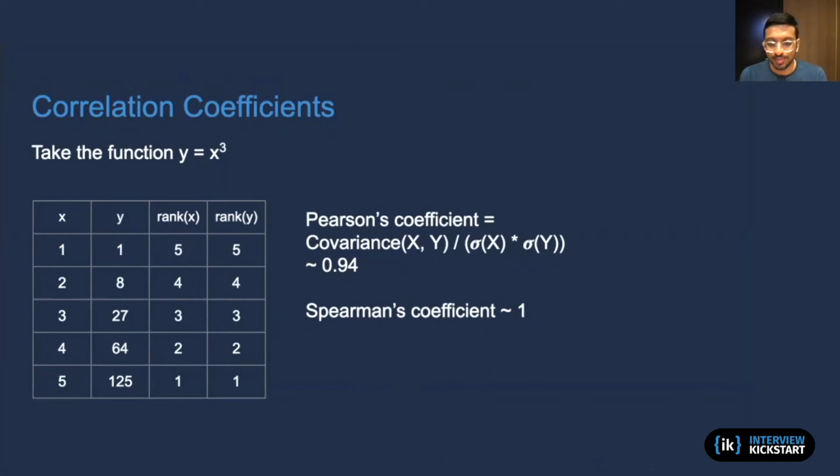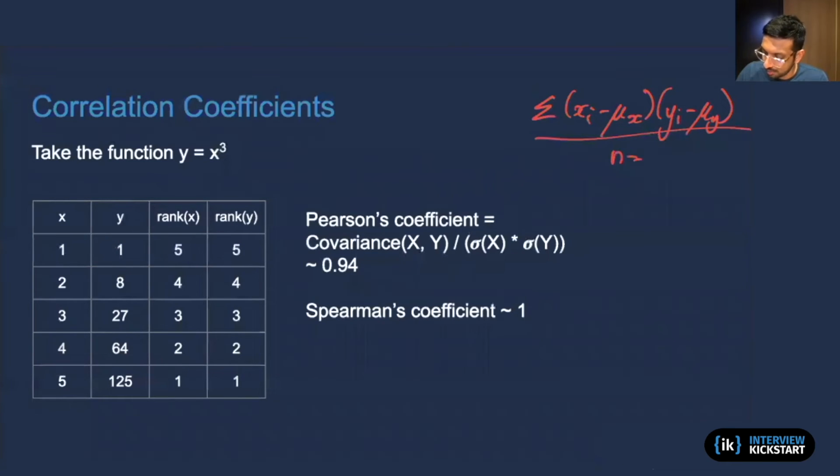The Pearson coefficient, I don't have to go through the pain of calculating it right now, but we do know that if we plug it into the formula, which is the sum over i of xi minus mu x times yi minus mu y, divided by n minus 1, and this whole thing divided by sigma x, sigma y, that is going to give us a value of 0.94.